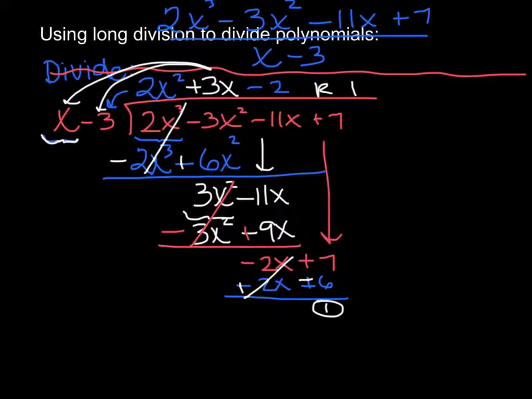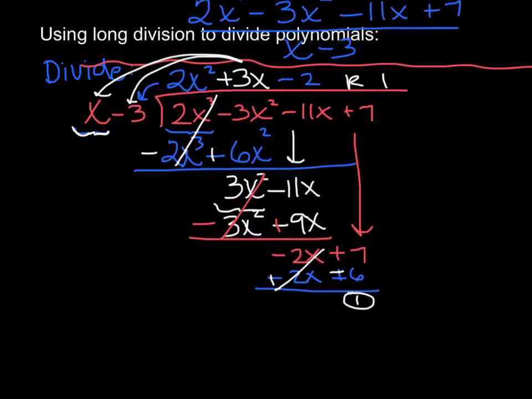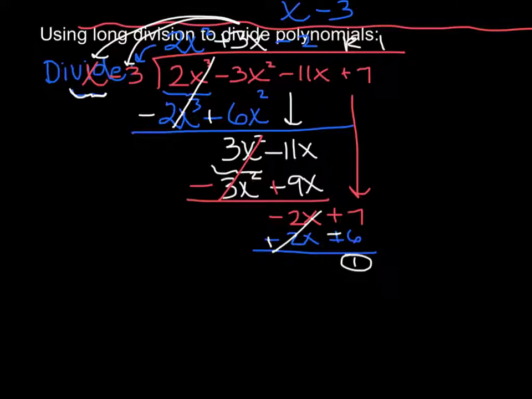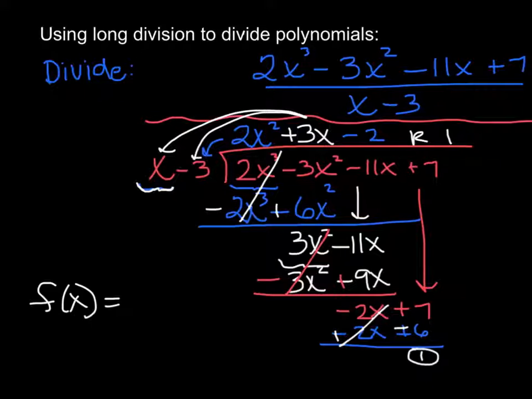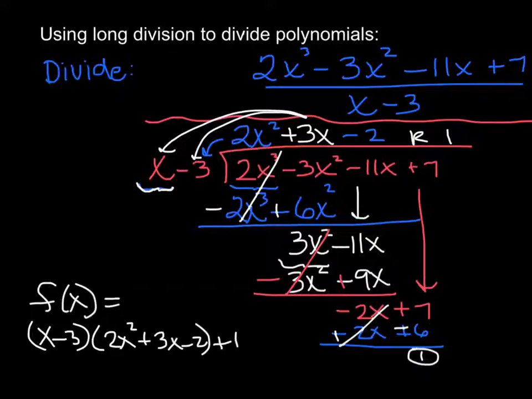So there's a couple ways you can write your answer. Let me show you one way. So we would say that f of x, this function, is equal to x minus 3 times 2x to the second, that's my quotient, plus 3x minus 2, and then plus remainder of 1.